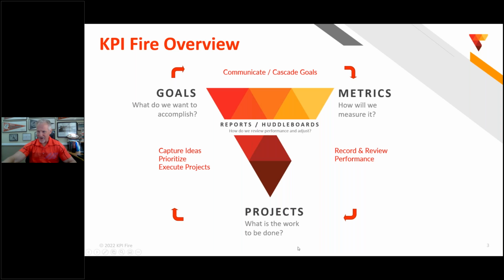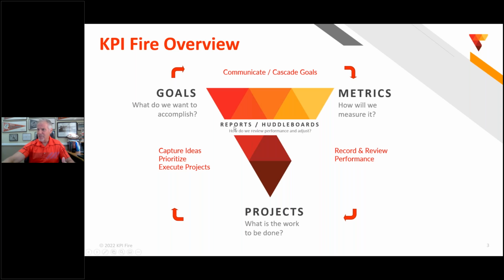Third, the project area, right? We want to capture ideas and prioritize and then execute them as projects. So around those goals and metrics, we might have an idea. Hey, I think this is a great idea we should pursue. Submit that idea so that we can evaluate it. We can prioritize it, get it on our list of backlog projects. When a resource becomes available, assign that project.